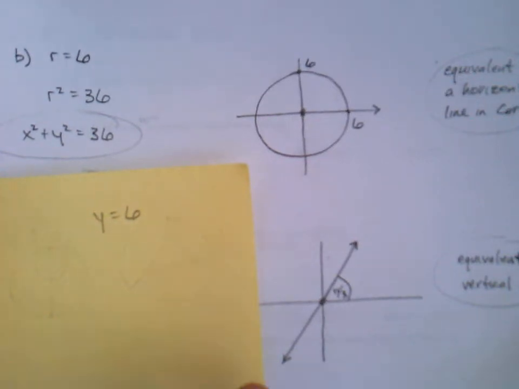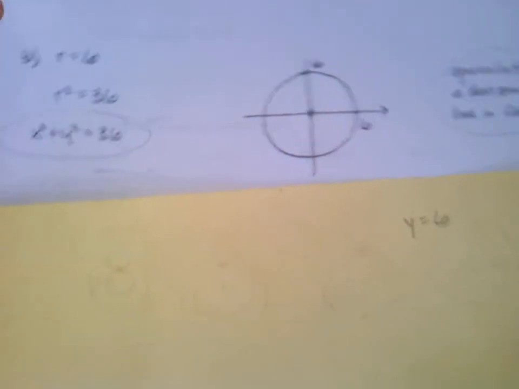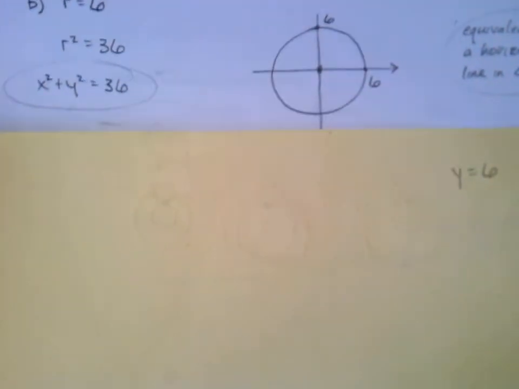Okay. Moving on. Part C. Again, we talked about this one already, but we want to go into a little bit more. Theta equals pi over 3. Okay, I forget what the number was earlier. It might have been 2 pi over 3.